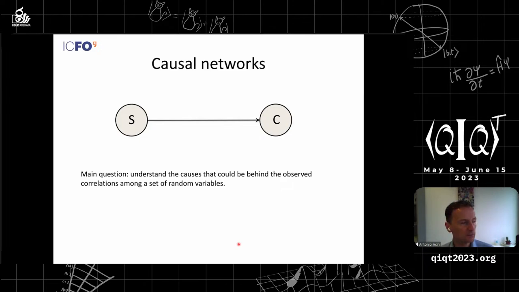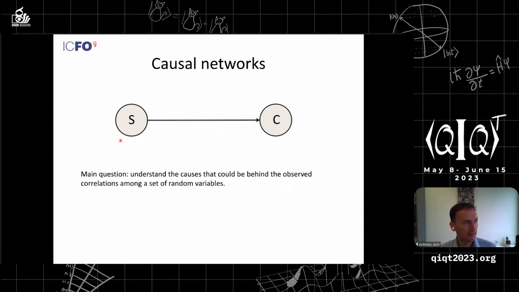So what are causal networks? This is something that is studied in many disciplines, and in statistics in particular, in the field of statistical inference. For you to understand, it's like you make an experiment and you monitor different variables, you observe some variables, and then you see that these variables are correlated and you want to understand what are the causes that could explain these observed correlations among variables.